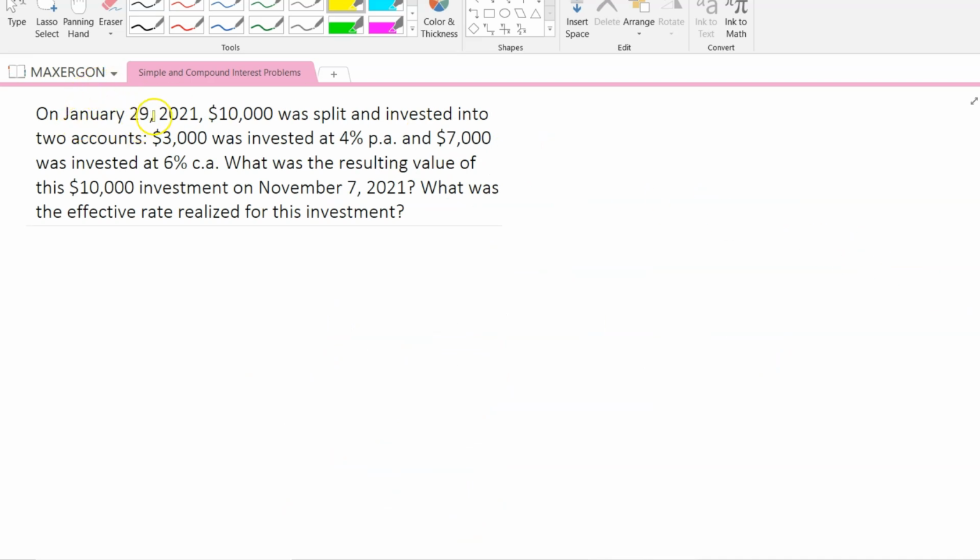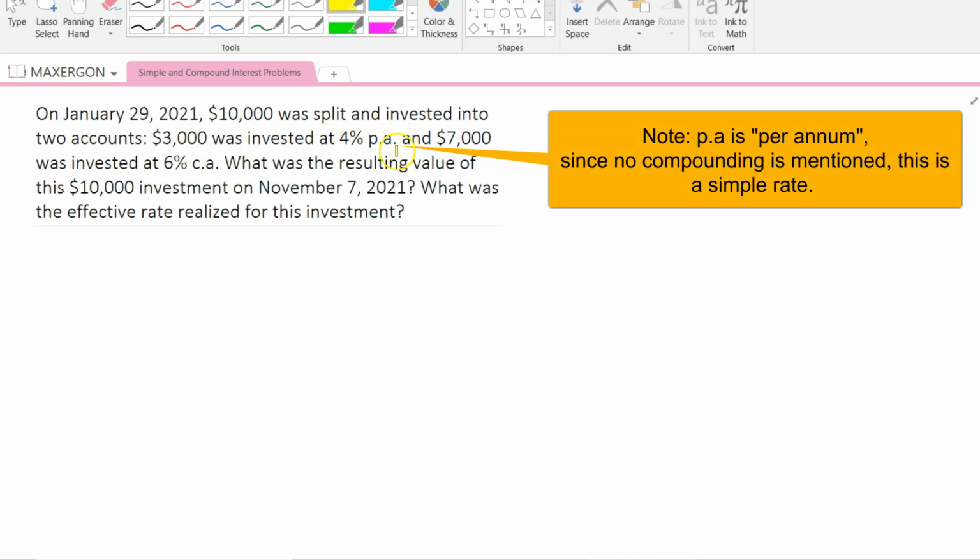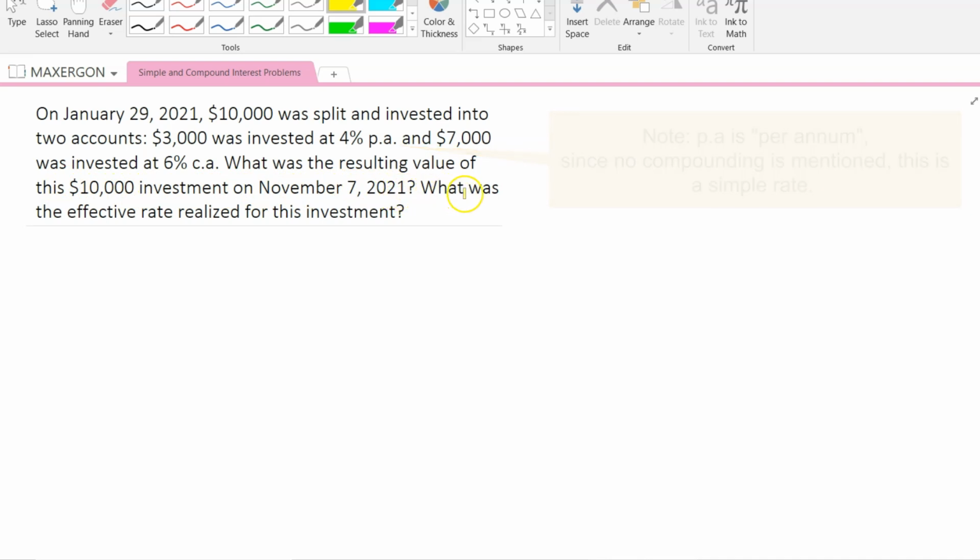On January 29, 2021, $10,000 was split and invested into 2 accounts. $3,000 was invested at 4% PA and $7,000 was invested at 6% CA, which is compounded annually. What was the resulting value of this $10,000 investment on November 7, 2021? What was the effective rate realized for this investment?